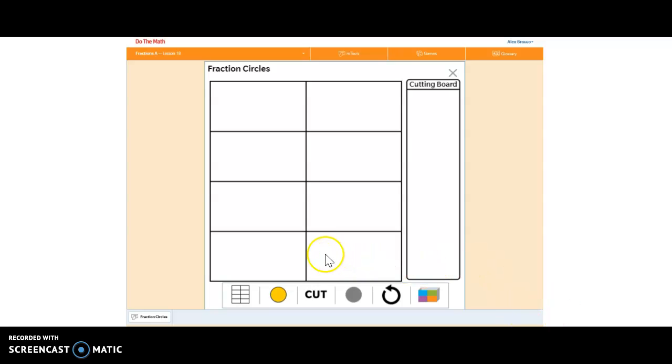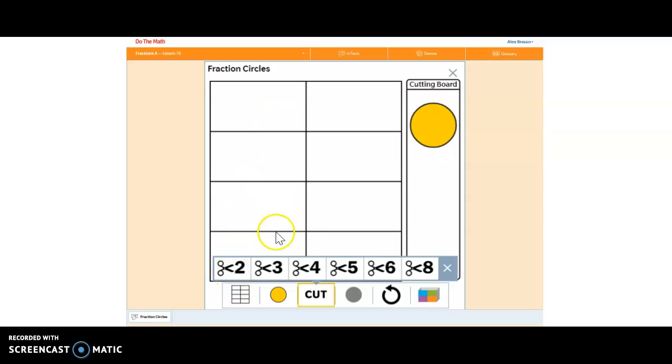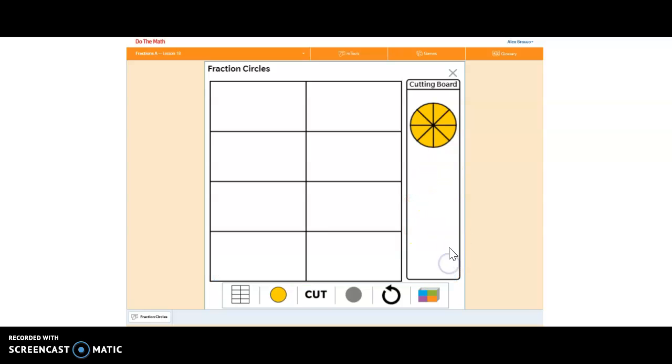Okay, so what I'm going to first do is we're going to do page 30, which is let's see how many each person would get if 8 people shared 1 cookie. So I'm going to put 1 cookie up here, okay? And if I have 8 boxes, then I am sharing it with 8 people. So I will be cutting this circle into 8 equal pieces. Wow, look, it did it for me magically.